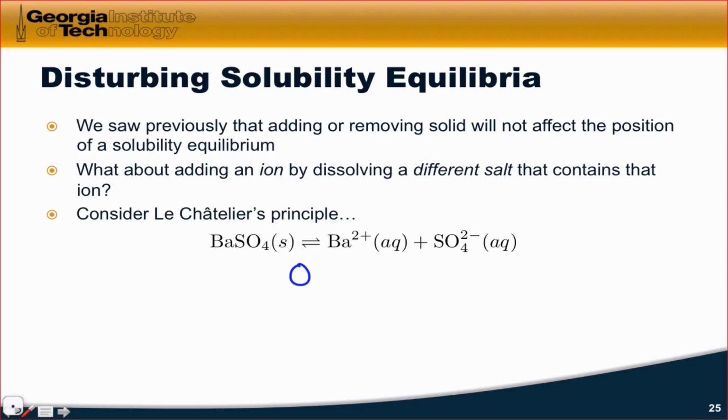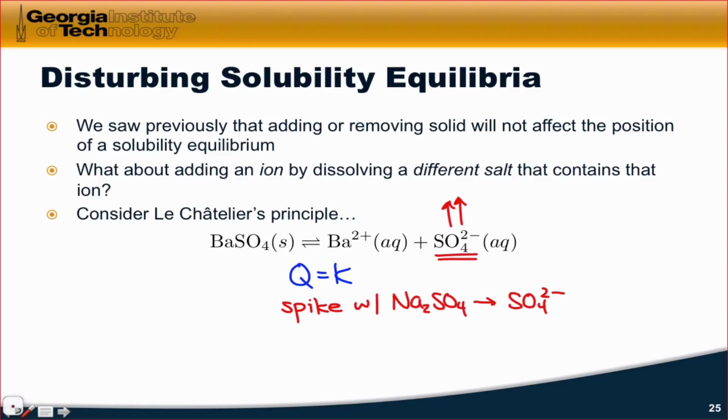Let's imagine that we start at equilibrium such that Q is equal to K, and we spike the solution with sodium sulfate, Na2SO4. Most important for the purposes of the barium sulfate equilibrium, what we're doing when we spike with sodium sulfate is we are introducing sulfate anions into the solution and increasing the concentration, very rapidly in fact, of sulfate ions. What effect does this have on Q? Well, this is the addition of a product in this equilibrium, and so the result is to increase Q to a point greater than K.